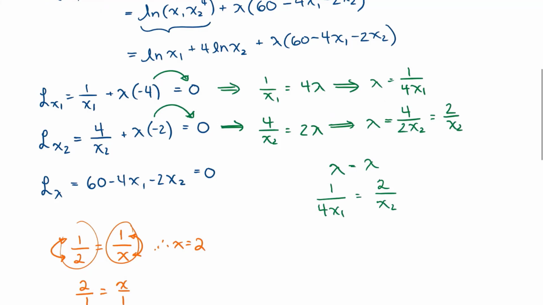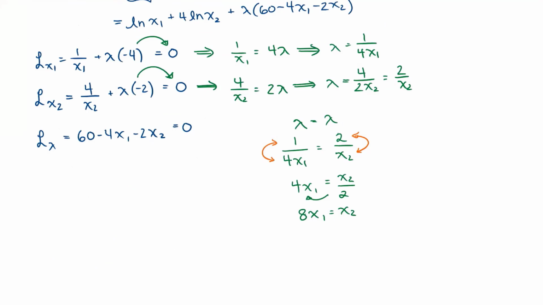So the rule of reciprocals could also be used right here. So what I'm going to do is I'm going to take the reciprocal on this side and the reciprocal on this side. As long as I do it on both sides, I get 4x1 is equal to x2 over 2. I'm going to multiply both sides by 2. 8x1 will be equal to x2.